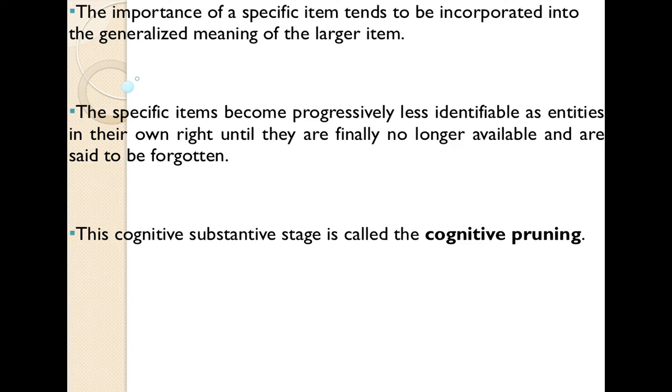For example, the child, before he constructs the concept of hotness, goes through certain experiences. Maybe he is exposed to a hot kettle, to a hot cup of coffee, to a hot iron. These experiences combined together give us the term hotness. The term hot. And the child will no longer remember those experiences, because the concept is there. And this is what we call the cognitive substantive stage, which is called, for example, cognitive pruning.